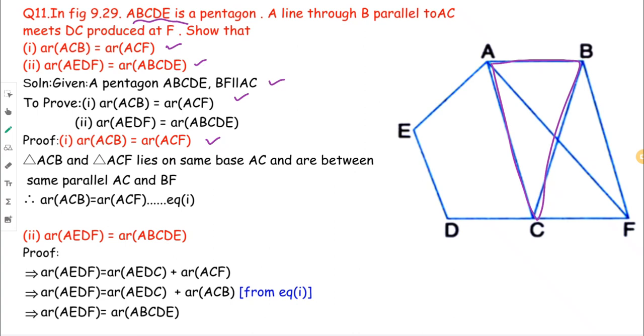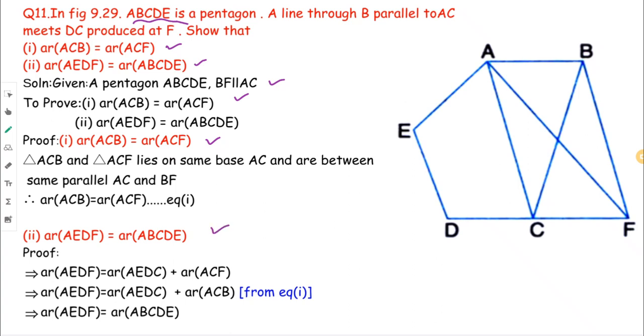ACB. And then when you look at ACF, can you see that they have the same base? This becomes the same base, and they're also between the same parallels, which means can I say that the areas are equal? We can say. So that is where we get our first proof, because they are between the same base and between the same parallels. Now let's try to prove the second.